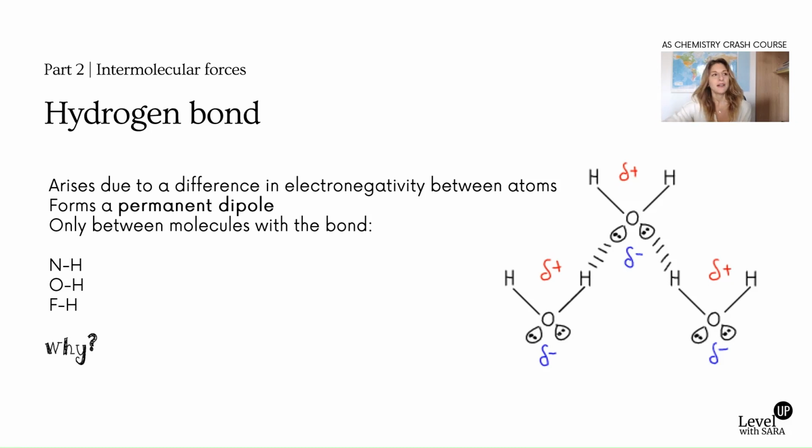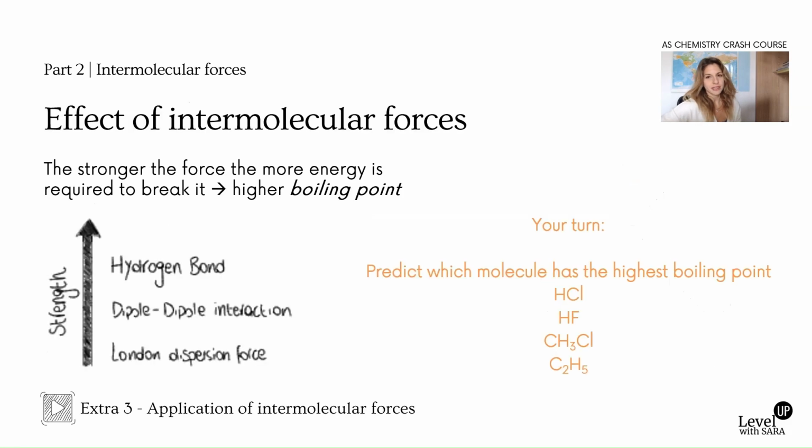And now we will look at how these intermolecular forces affect properties. The biggest effect that these forces have is on the boiling point. This is because the stronger the intermolecular forces, the more energy is required to break them. Therefore, a higher boiling point or melting point of a molecule. Okay, so this is a classic example.